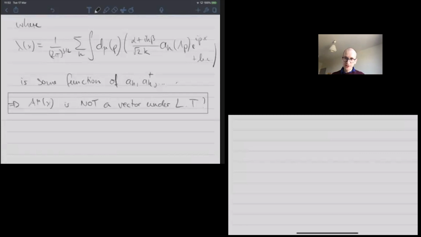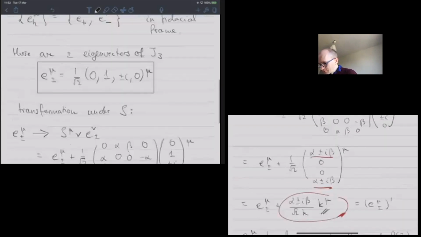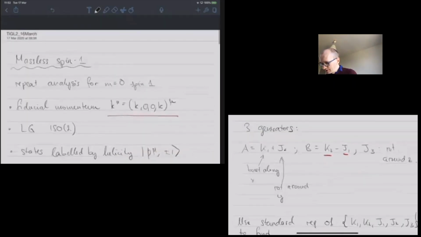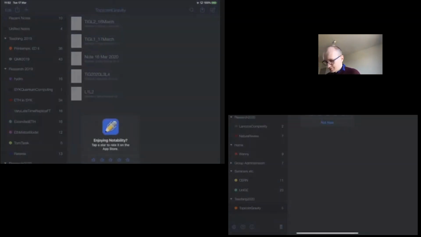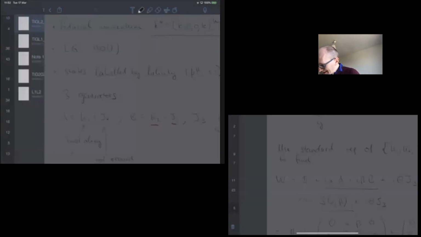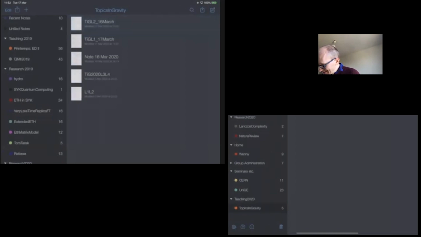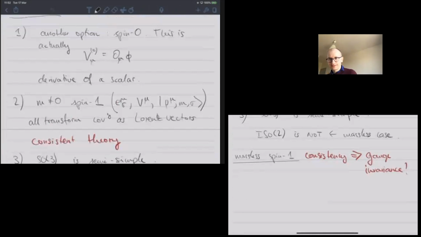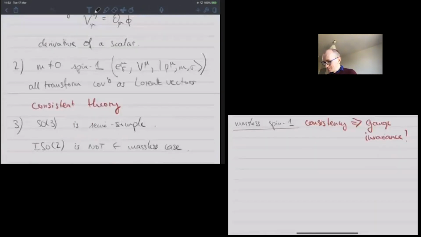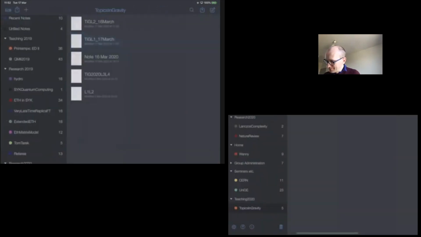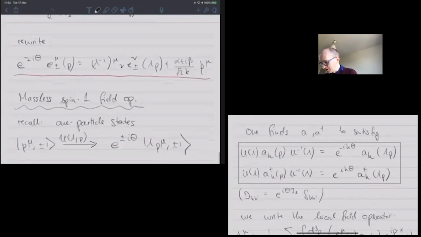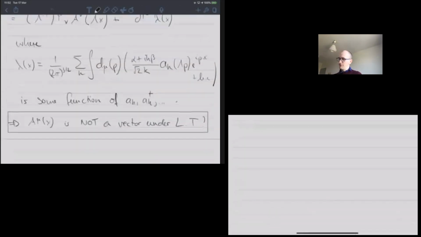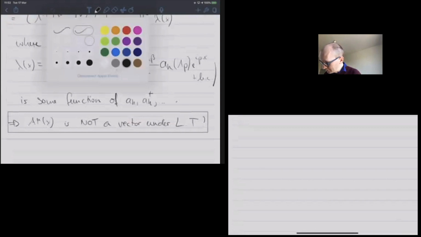No, that's the key point. It's not consistent. Remember that we will need to do something so that it becomes consistent. Here we said that we have a consistent theory because everything just transformed in the same way. But we said that we want to do the same consistency check for the massless case, and what we find is that it's actually not consistent. Okay, so far not consistent.